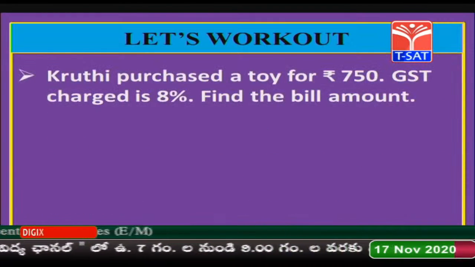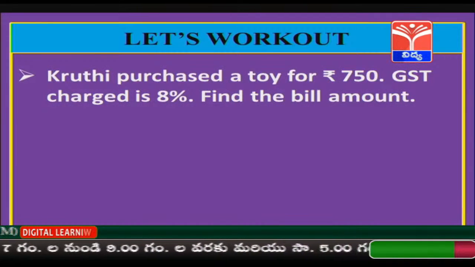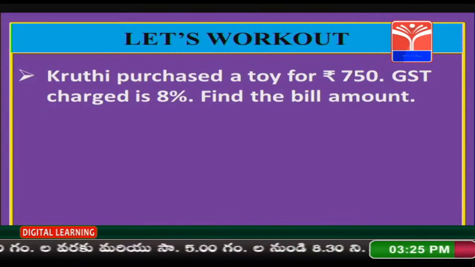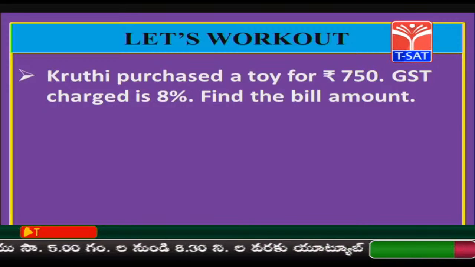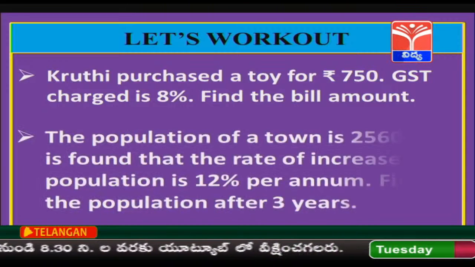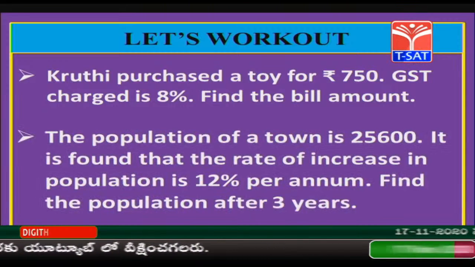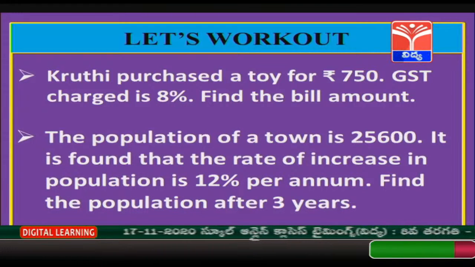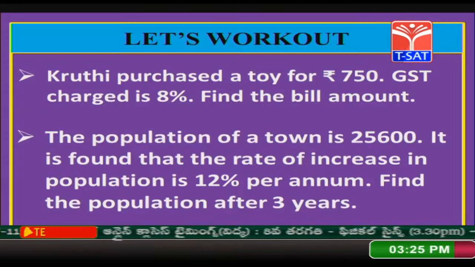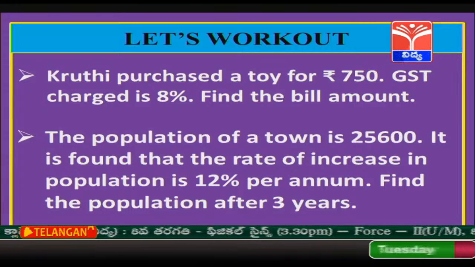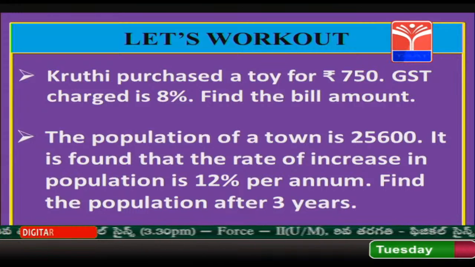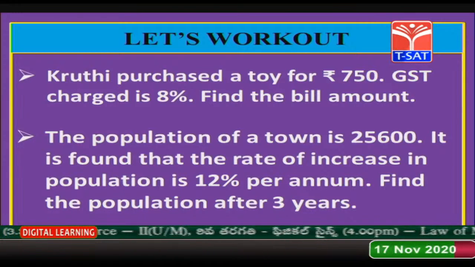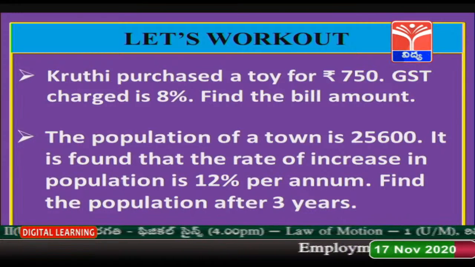Now, Kruti purchased a toy for 750 rupees. GST charge is 8%. Find the bill amount. And the last problem is, the population of a town is 25,600. It is found that the rate of increase in the population is 12% per annum. Find the population after 3 years.